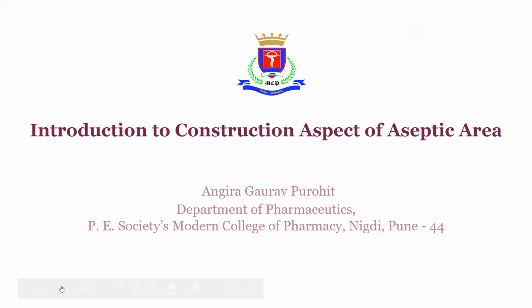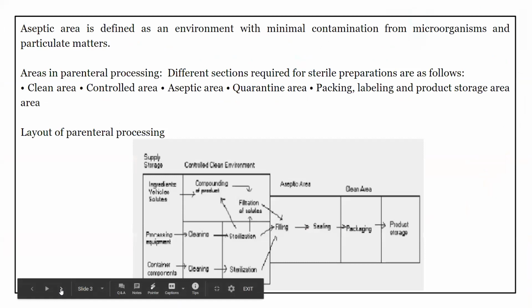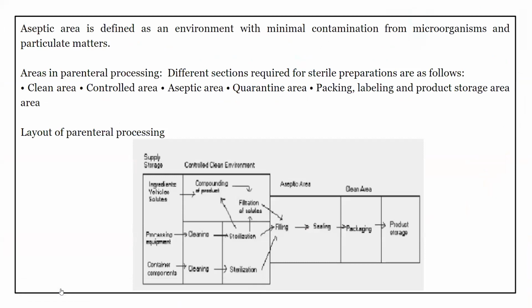So this is today's topic: introduction to construction aspects of aseptic area. We'll first define what is aseptic area. Aseptic area is an environment controlled in such a way that it causes minimal contamination of microorganisms and particulate matters into the formulation.